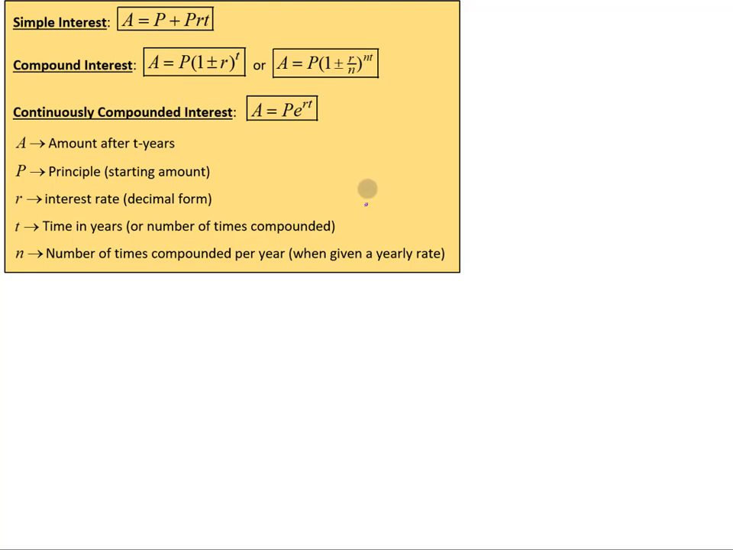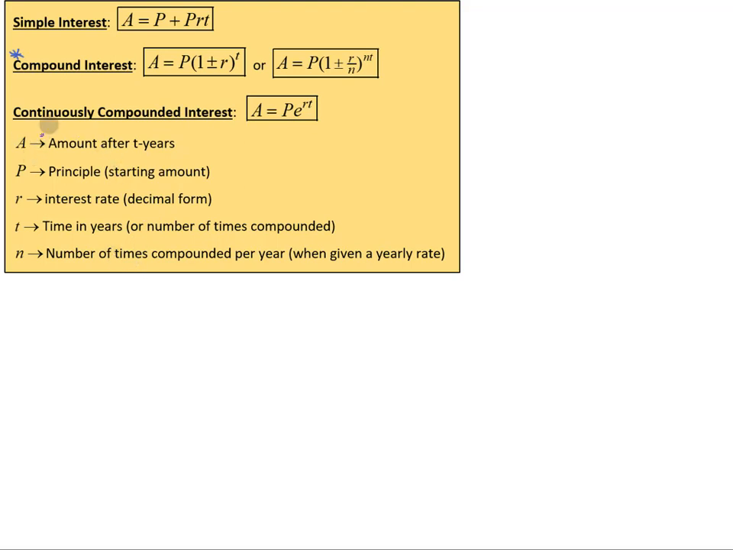Okay, so here are a bunch of formulas that we're going to use today. These are the different types of interest. So we have one called simple interest. This isn't used too much anymore, but sometimes it is. Compound interest. This is most commonly used. And usually if they don't specify the type of interest, it's usually compound. And then there's also another one that's not used very often, but it is called continuously compounded interest.